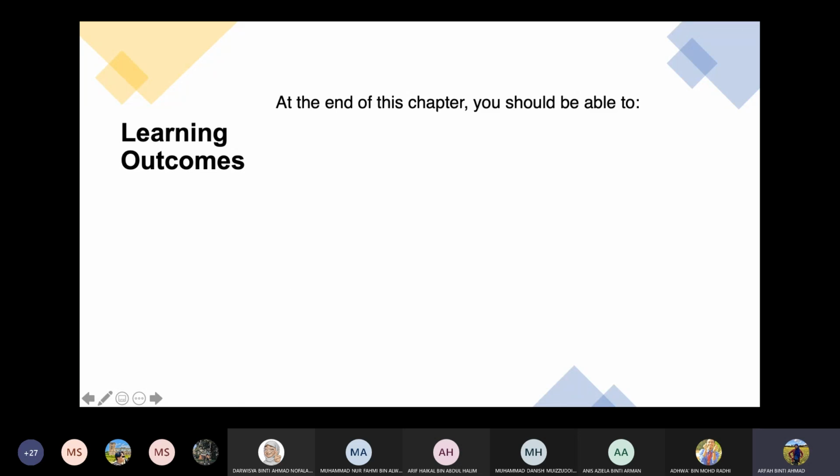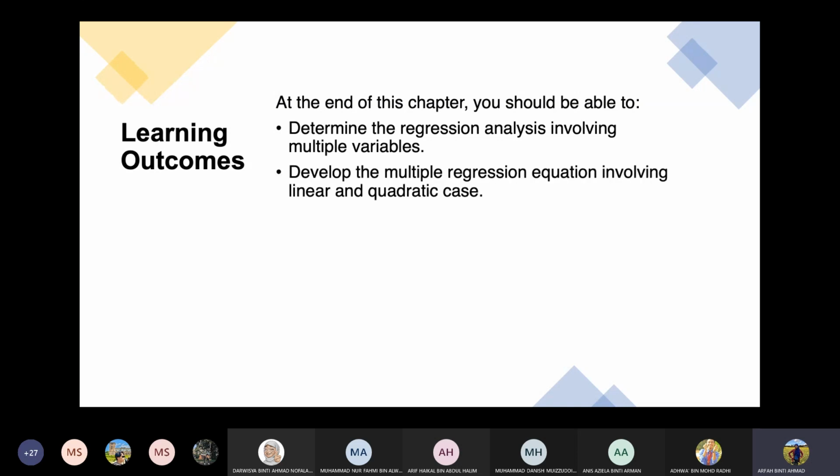outcome first. At the end of this chapter, you should be able to determine the regression analysis involving multiple variables. Okay, develop the multiple regression equation involving linear and quadratic case. So kita akan tengok dua case, okay, linear case and also the quadratic case.